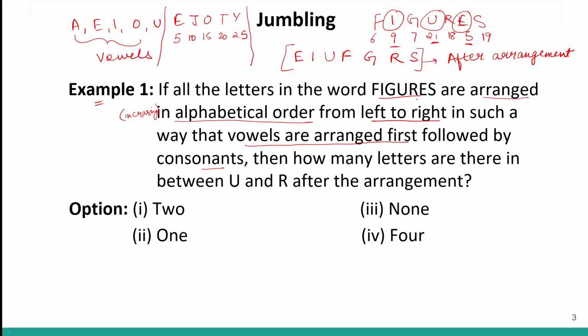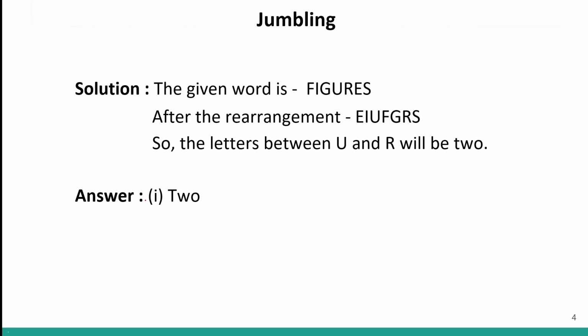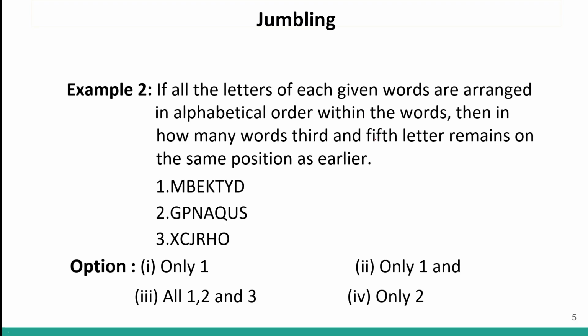Now, we have to find out how many letters are there between U and R after the arrangement. So between U and R, there are only two alphabets, two letters. So our answer will be option number 1, 2. So this will be after rearrangement, and between U and R, I've got two letters.